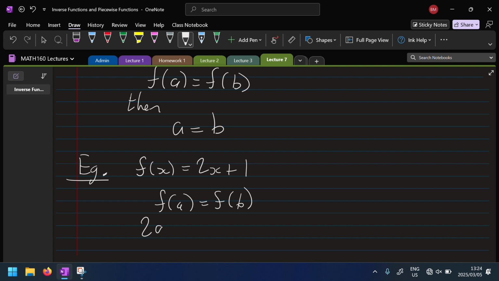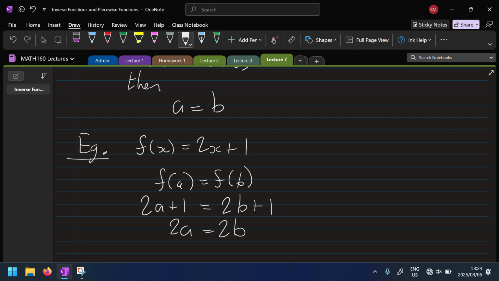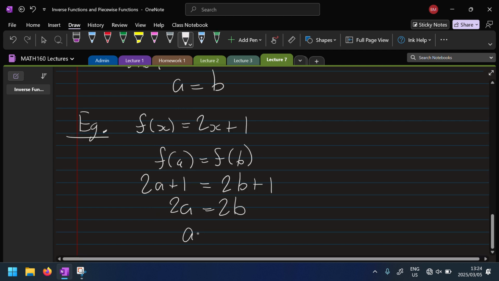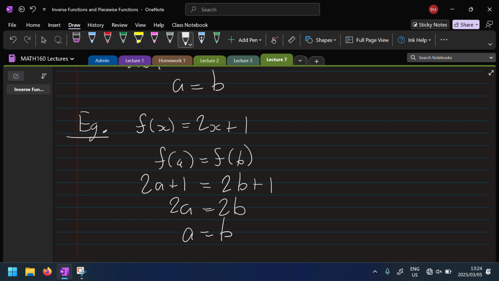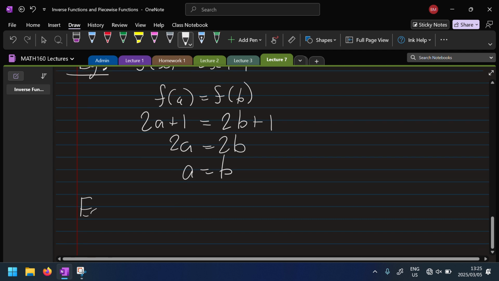So on this side, we get 2a plus 1. On the other side, we get 2b plus 1. Okay, we've got plus 1 on both sides. We can cancel that. 2a equals 2b. Easy enough. 2 on both sides. We can cancel that. a equals b. And we're done. It's injective. Okay, so we started with f of a equals f of b. We got a equals b. So it's injective.